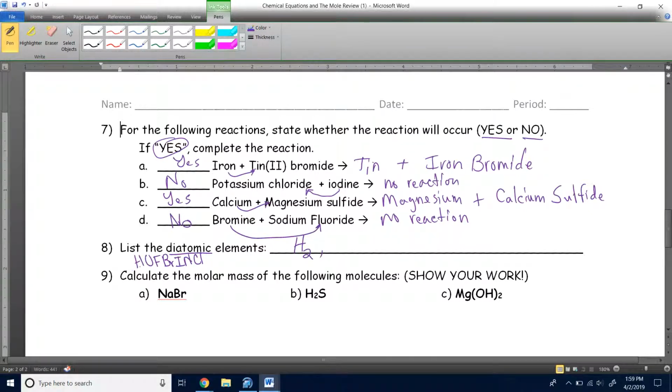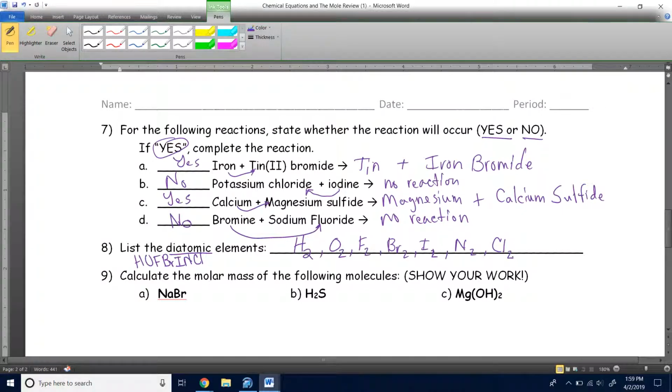These are our 7 diatomic molecules. We have hydrogen, oxygen, fluorine, bromine, iodine, nitrogen, and then last but not least, chlorine. These occur naturally bonded to itself.